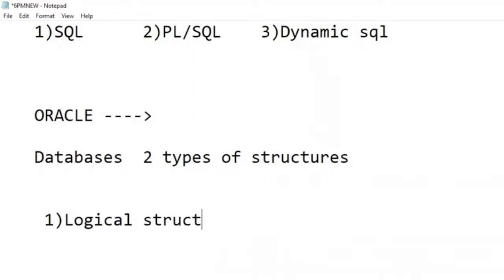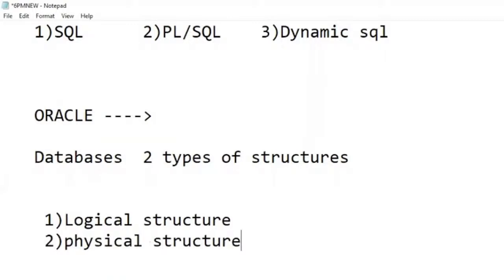Logical structure. A database is a place where we can store structure. Here one is the logical structure. Another one is the physical structure.